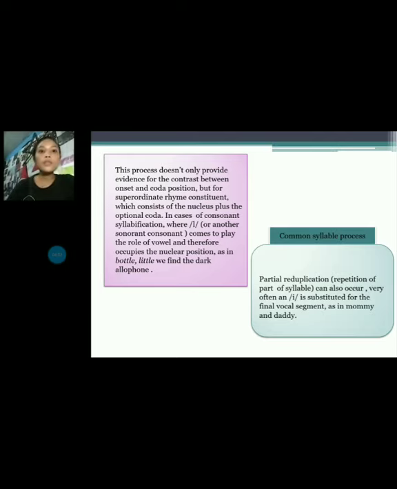Common syllable processes. Partial reduplication, or repetition of part of a syllable, can also occur very often, and i is substituted for the final vowel segment, as in mommy and daddy.